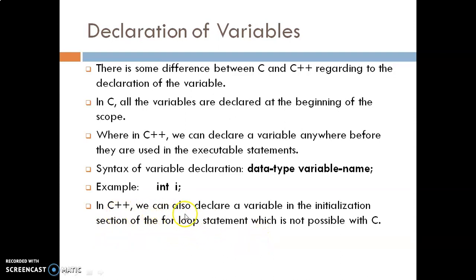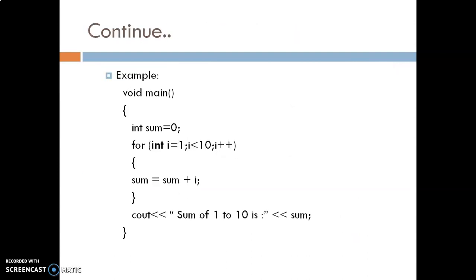In C++ we can also declare a variable in the initialization section of the for loop. That we were not doing in C. That we will see through the example, which is not possible in the C programming language. In C we have to declare the variable at the beginning of the section. This is one example of a for loop that you can see here. Here we have declared the variable in the for loop, int i = 1. It was not possible in C to declare this int in the for loop. That we have declared here.